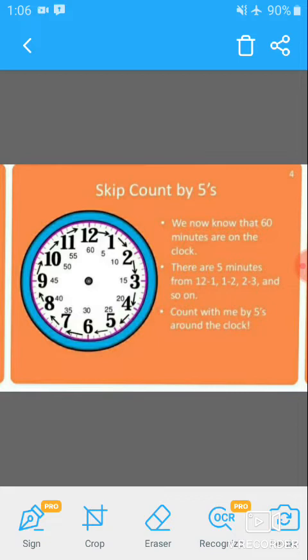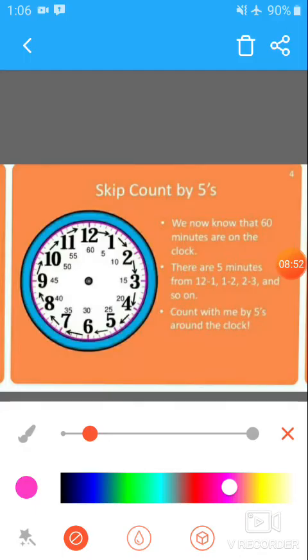Now skip counts by 5. We know that 60 minutes are on the clock. There are 5 minutes from 12 to 1, and 1 to 2, 2 to 3, 3 to 4 and so on. So students, count with me by skipping 5 around the clock.